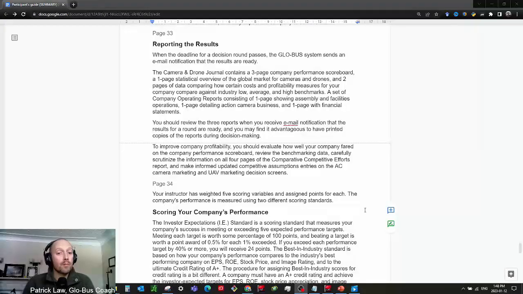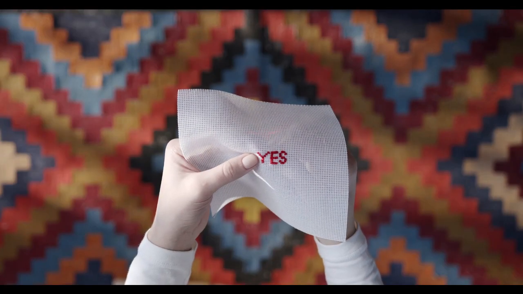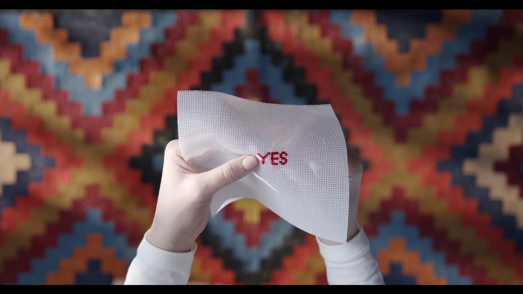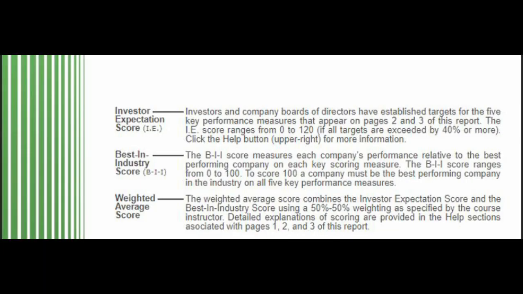To improve company profitability, you should evaluate how well your company fared on the company performance scoreboard. Review the benchmarking data, carefully scrutinize the information on all 4 pages of the Comparative Competitive Efforts report, and make informed, updated competitive assumption entries on the AC camera marketing and UAV marketing decision screens. Your instructor has weighted 5 scoring variables and assigned points for each. The company's performance is measured using 2 different scoring standards.